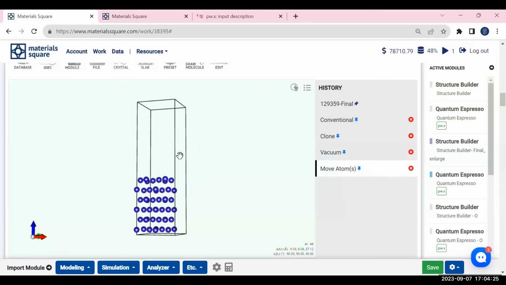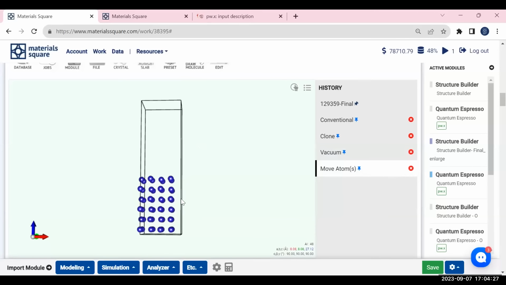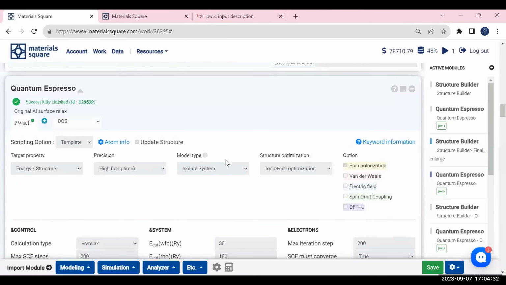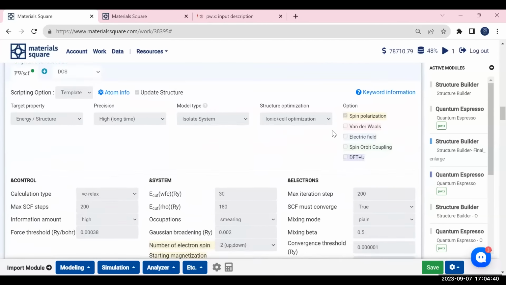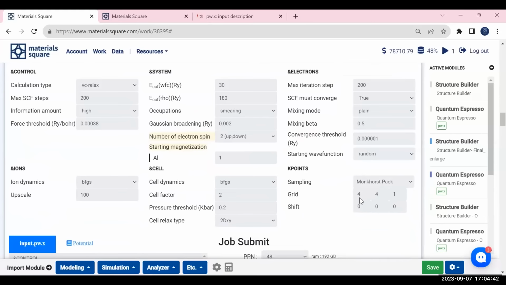The next step to optimize this structure is to do the SCF calculation again, but it has to be for an isolated system, okay? It will also be done for ionic and cell optimization, spin polarization. It has to be also for K points, the default value was 4, 4, 1, 30, 180. How to do this one? I will show you in here.